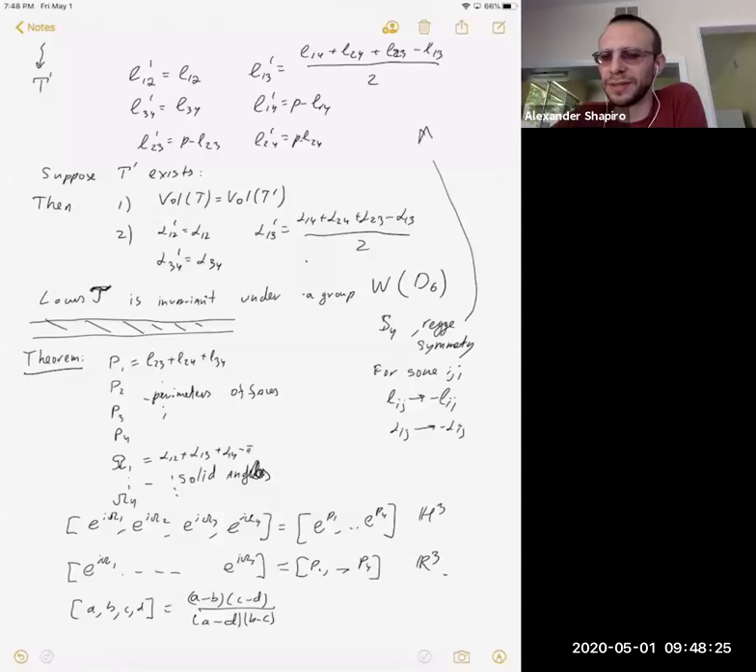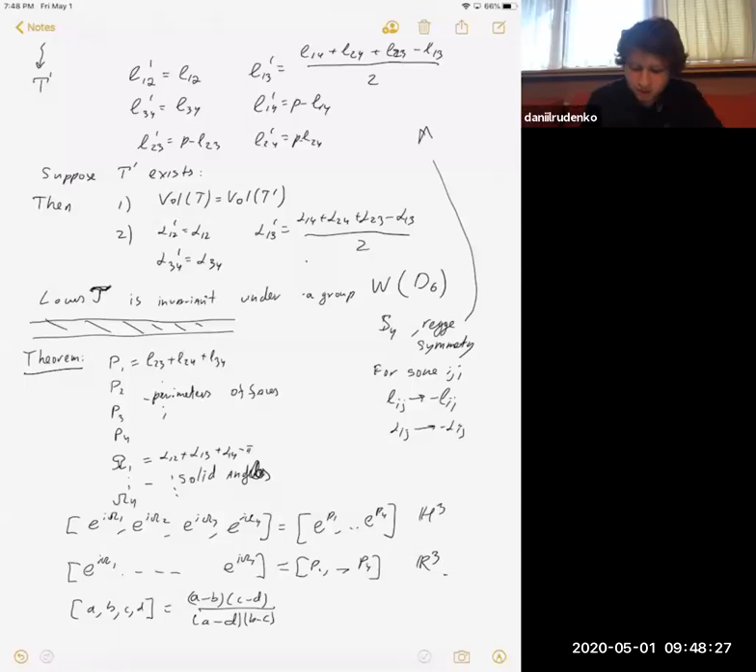Where does 22,000 come from? Because this is the order of the Weil group. So the order of the Weil group is 22,000 something. Okay, so let me explain the main approach.